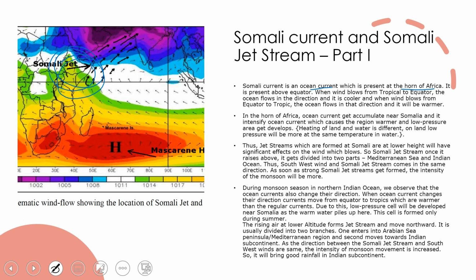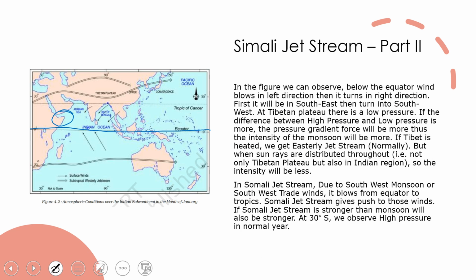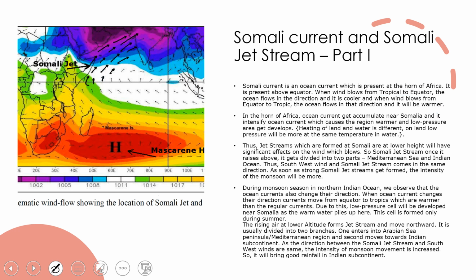When wind blows from the tropics to the equator, the ocean flows in that direction and it is cooler, and when wind blows from the equator to the tropics, the ocean flows in that direction and it will be warmer. What is it saying? We have the monsoon return also, so it comes in which direction? It comes in the northeast direction. So when the monsoon returns, it is coming from cool to warm.